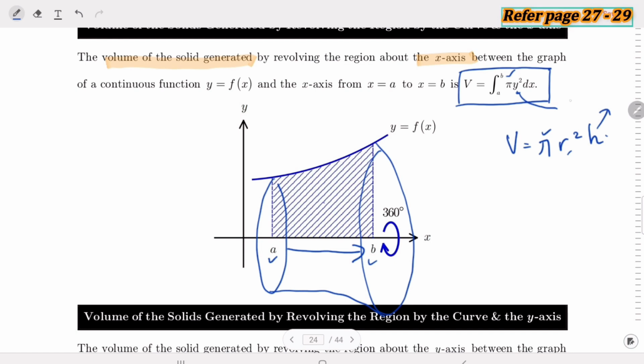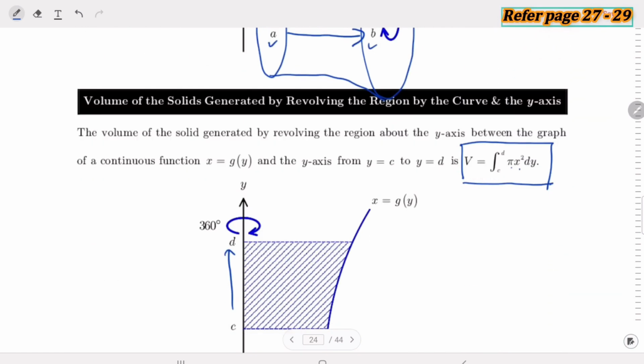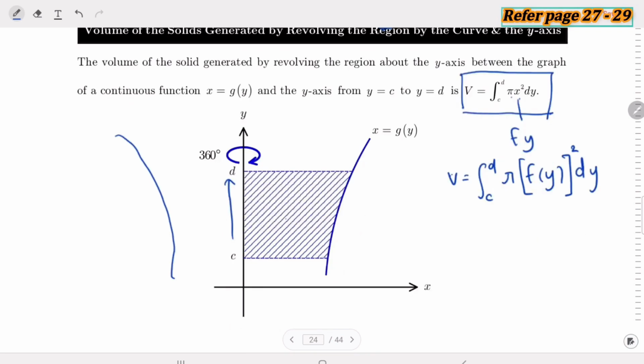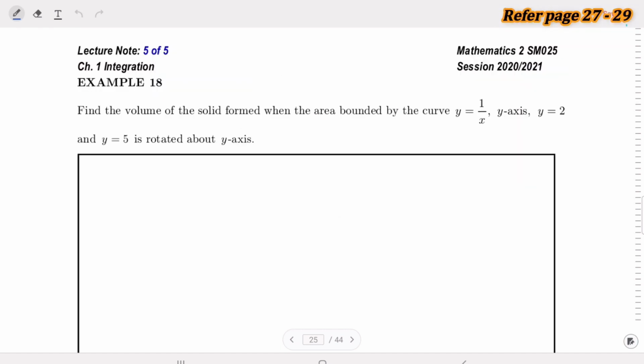Y here means the function of x, while below here is x, which is a function of y. Or if I rewrite it in another form, V equals the integral from c to d of pi, which is a constant, times the function of y with respect to y, squared, pi r squared. This one also gives you the volume revolving on the y-axis. Those are the formulas. We go to example 18.